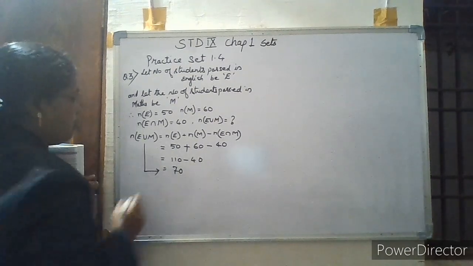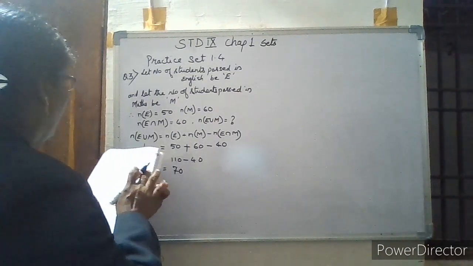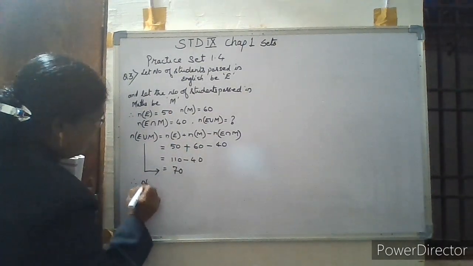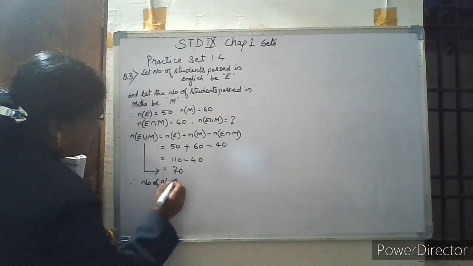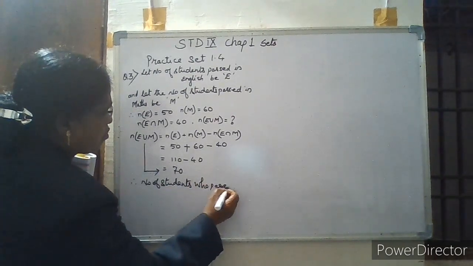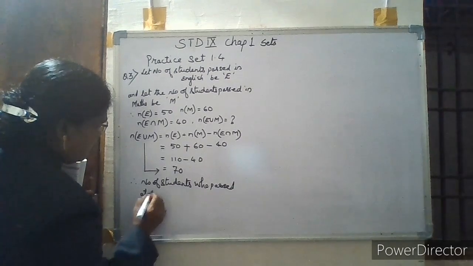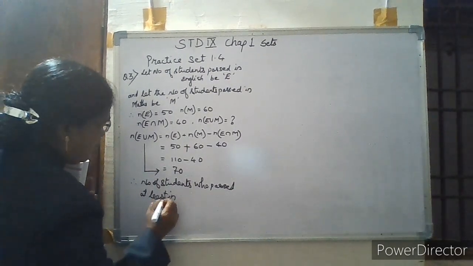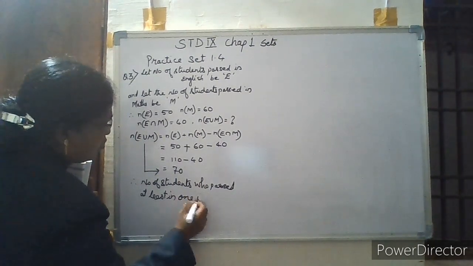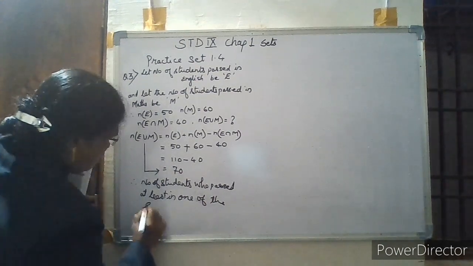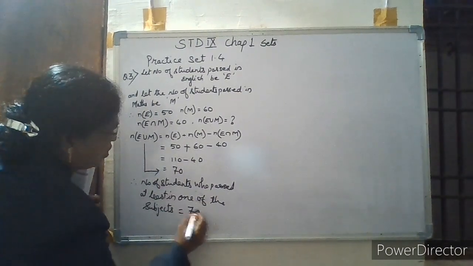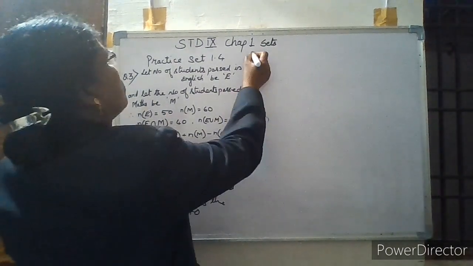So this is union. That is, therefore, find the number of students who passed at least in one of the subjects. Therefore, number of students who passed at least in one of the subjects is equal to 70 students. This is the third question.